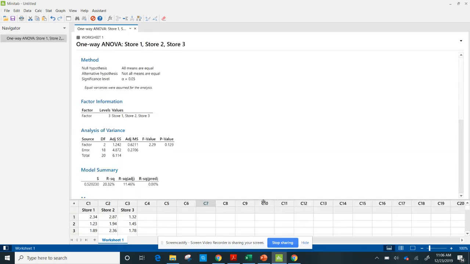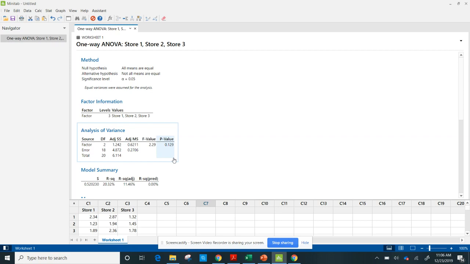So let's go look at what it did. First thing it gave me was my hypotheses with my significance level. It's a good way to check yourself to make sure you're correct. Factor levels, it said that I used the 3 factors, store 1, store 2, store 3. Always check yourself because as you start getting more and more factors in there, it might be easy to overlook one. Now here's the analysis of variance table that we talked about before in the beginning of the PowerPoint.